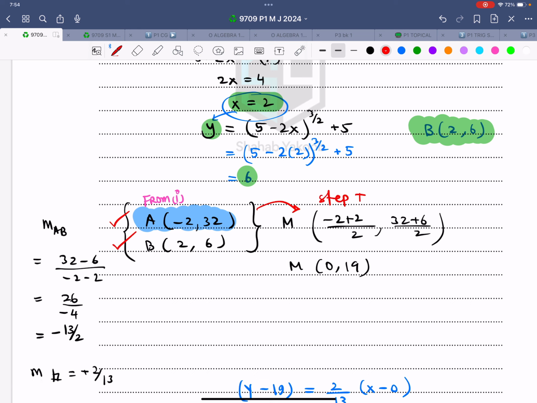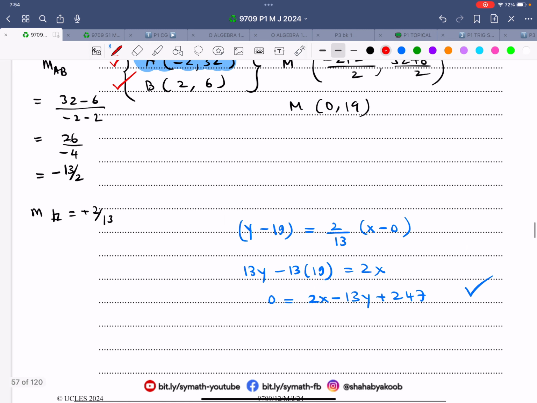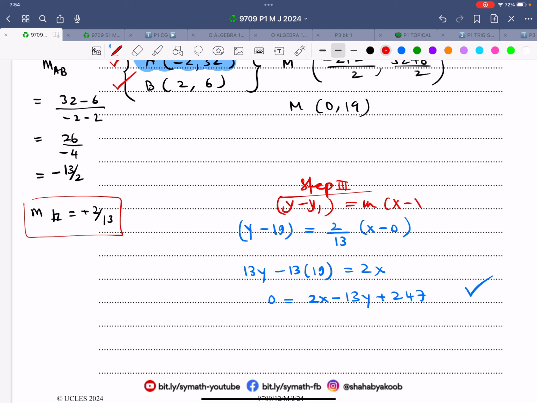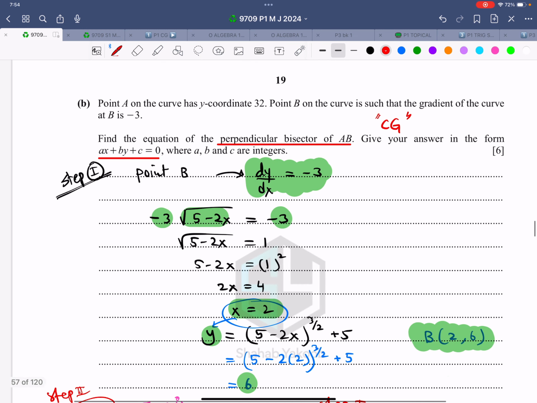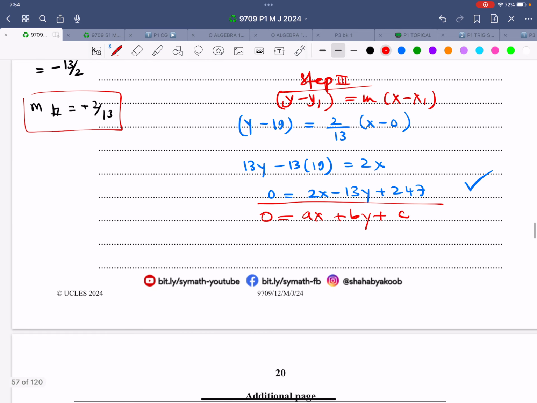This is step number 1 for this. We find the gradient. That is step number 2 of this. The gradient of the perpendicular is negative reciprocal. And step number 3 is what? That is y minus y1 is equals to m into x minus x1. Simplify, write in the proper format, that is ax plus by plus c equals to 0. And they have not asked us, let me just check, where a, b, c are integers. Yes, they are integers. We got rid of fractions. If they would have asked separately, a is 2, b is negative 13, c is 247.